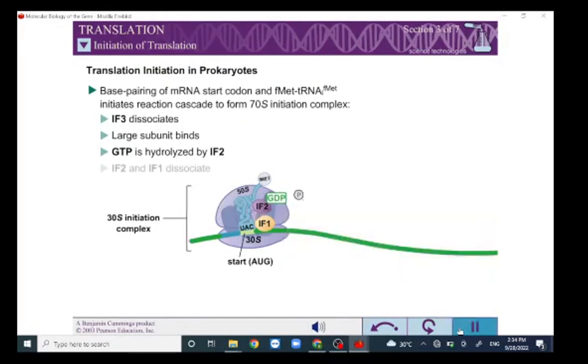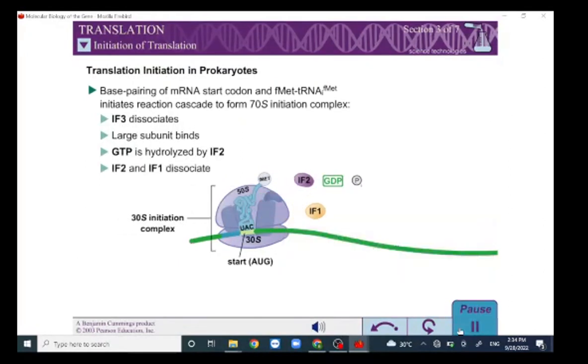You have this GTP. The GTP is hydrolyzed to give out GDP, and now it is going to start moving. So now the initiation process is over. Now it is ready to synthesize, and it is ready to accept one more tRNA loaded with an amino acid in your acceptor site and start the translation.